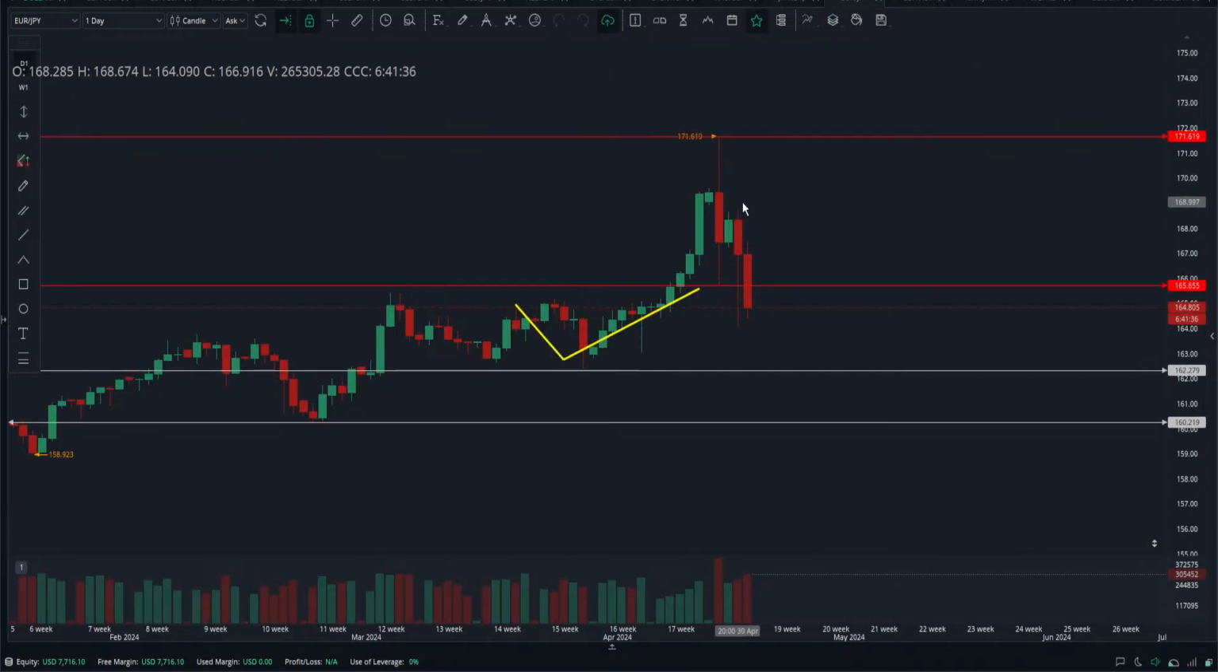Euro JPY, finally a breakdown to the downside, so we'll be looking for only selling opportunities in the Euro JPY also. The first level of target resistance will be 165.565 and the next target is 162.27 on this one.